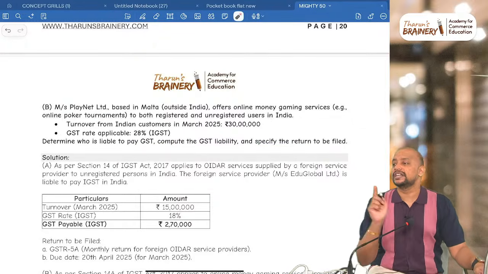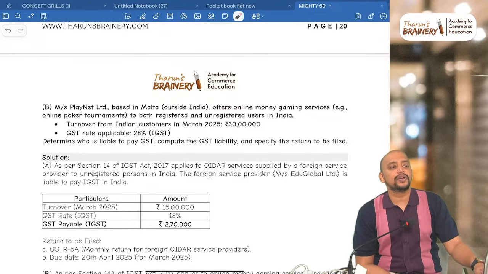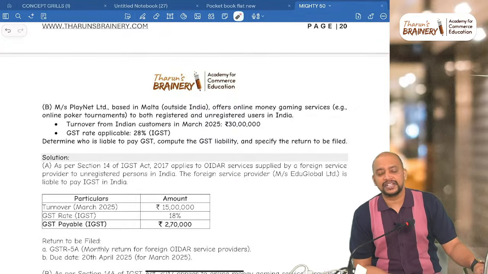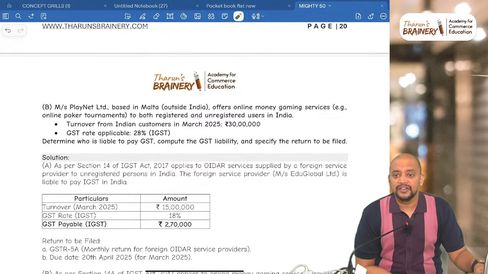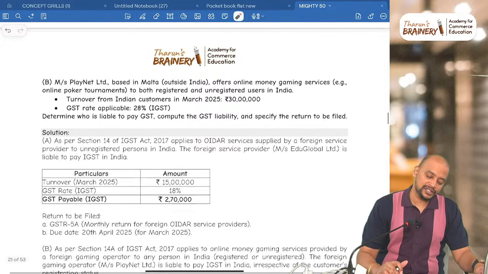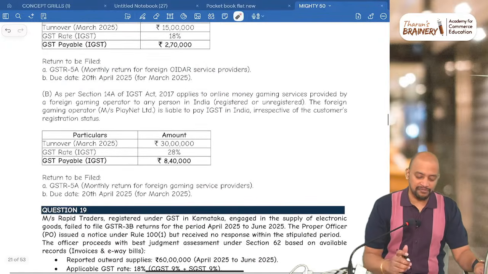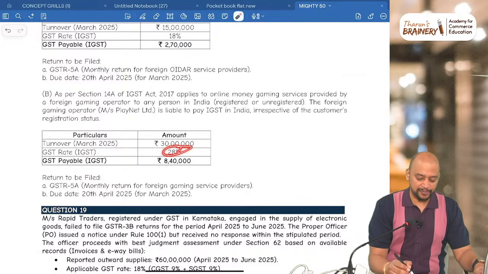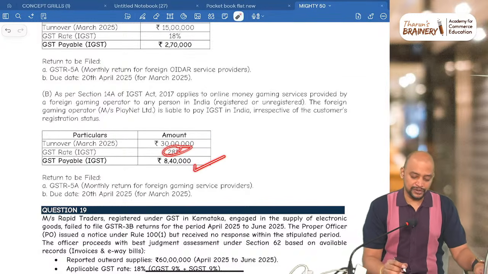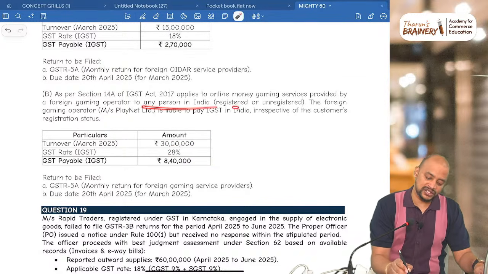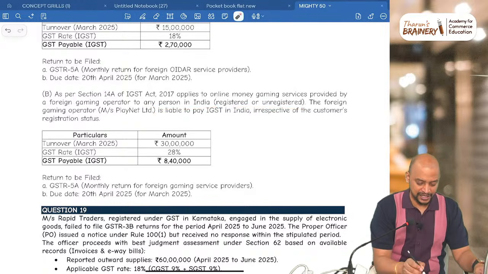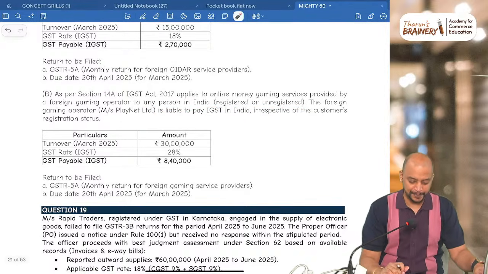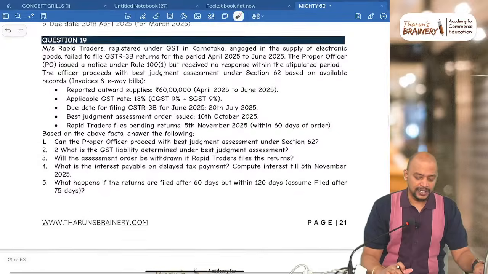Specify the return. Same return. OIDR supplier and OMG supplier, both are required to file the same return. That is GSTR 5A to be filed by 20th of next month. So the same 5A return by 20th of April, 30 lakhs into 28%, 8,40,000. So whether they are providing it to any person, registered or unregistered, the supplier outside India only will be liable to pay IGST.